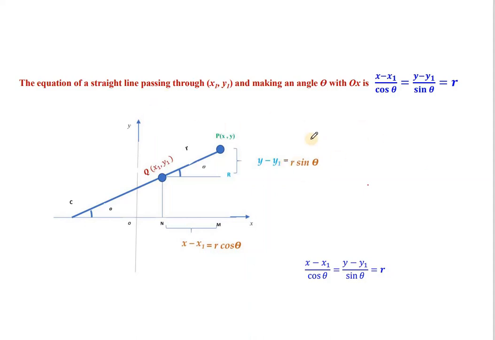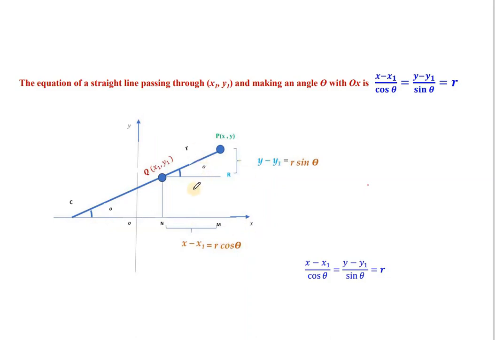See, first we will derive the equation of a line. If x1, y1 is a point on the line which makes an angle theta with the positive direction of x-axis, we're going to derive it as (x minus x1) by cos theta equal to (y minus y1) by sin theta equal to r, where r is the distance between any general point P of x, y and the fixed point Q of x1, y1. Theta is the angle which the line PQ makes with the positive direction of x-axis.